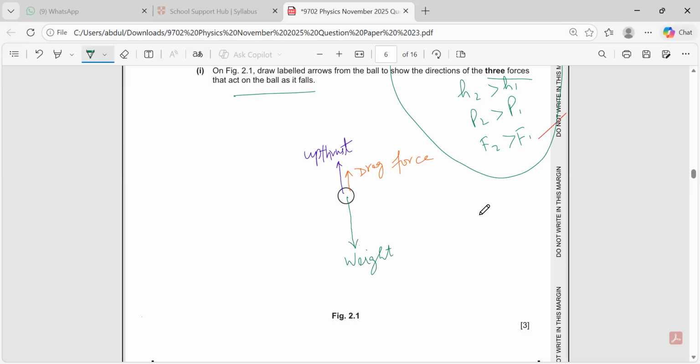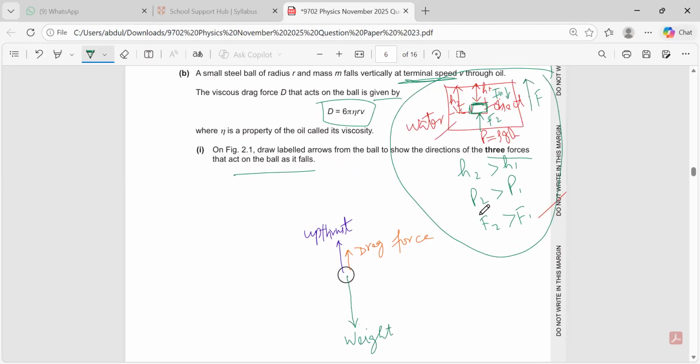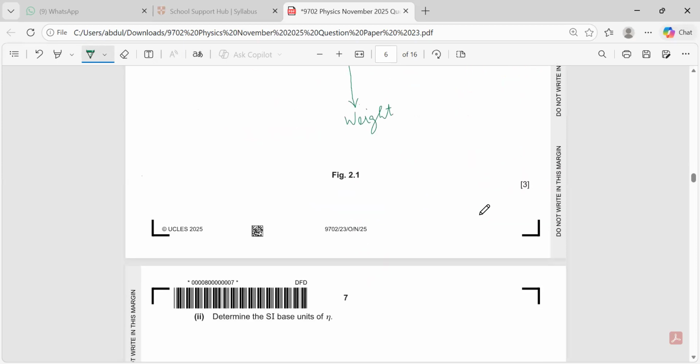So weight is always downward. Upthrust acting on a body in a fluid is always upward. Drag force is something whose direction keeps on switching according to the situation of the question. In this case, the ball is falling down through the oil. So if the ball is falling downward, drag force will be upwards. And where I brought drag force from, it is mentioned here by the examiner, drag force D. Okay, so this was for 3 marks.